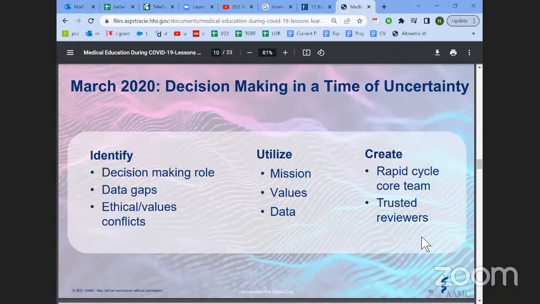So what do organizations such as medical schools or residency programs do when they're facing a time of uncertainty? They start with focusing on the mission, the values, and the data available, and then use these to make decisions, while also acknowledging that there are some data gaps, and there are ethical values and conflicts that they have to resolve. And then they have to create rapid cycle core teams that help make decisions about who rotates, where they rotate, who should be available in the clinical setting.